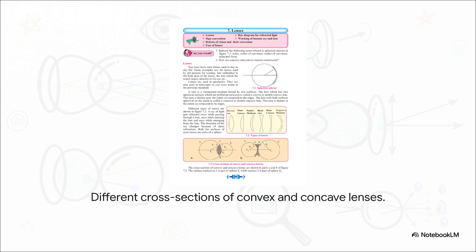Now compare this to the concave lens on the right. See how it curves inwards? That makes it thinner at the center. Both of these surfaces are actually parts of a sphere.